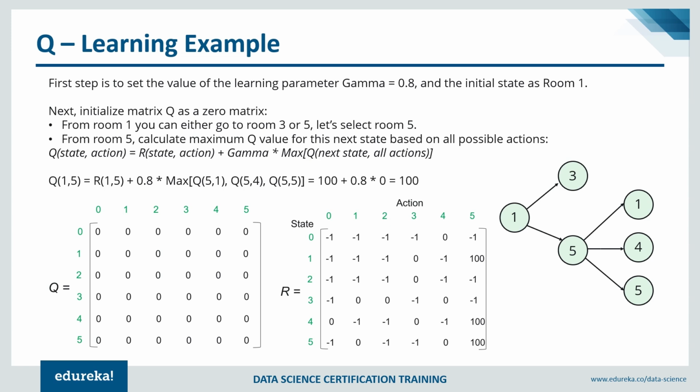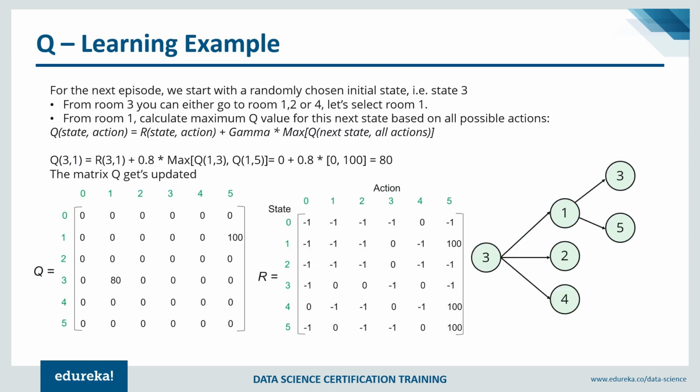So from room 5, calculate the maximum Q value for this next state based on all possible actions. So Q(1, 5) equals R(1, 5), which is 100, plus 0.8, which is the gamma, times the maximum of Q(5, 1), Q(5, 4), and Q(5, 5). Initially, as you can see here, the Q values are initialized to 0, so it does not matter as of now. So the maximum is 0. So the final Q value for Q(1, 5) is 100. That's how we're going to update our Q matrix. So the Q matrix position (1, 5) in the second row gets updated to 100. So the first step we have done right now.